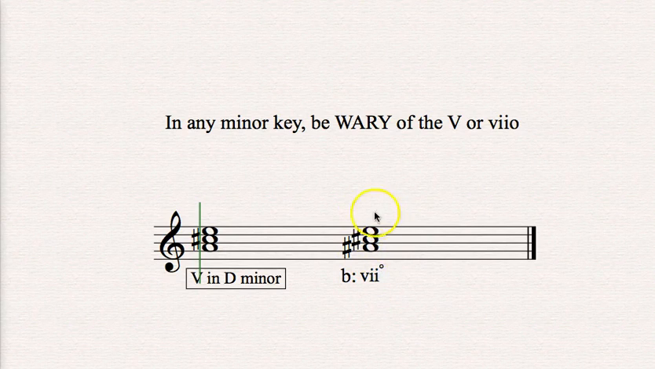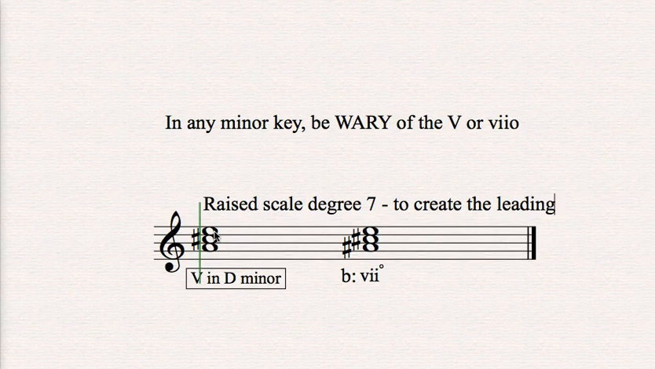Again, we have that raised leading tone. Even though the C sharp belongs in the key, the A sharp doesn't technically belong in that key, but we have to add it to create that leading tone, because A sharp is the leading tone of B minor. So be wary of the 5 and 7 diminished triad when you are building any of the triads in minor because of the raised leading tone. Raise scale degree 7 to create the leading tone.